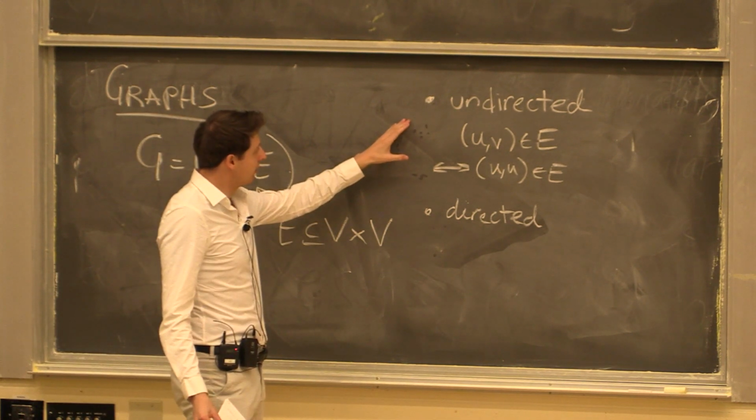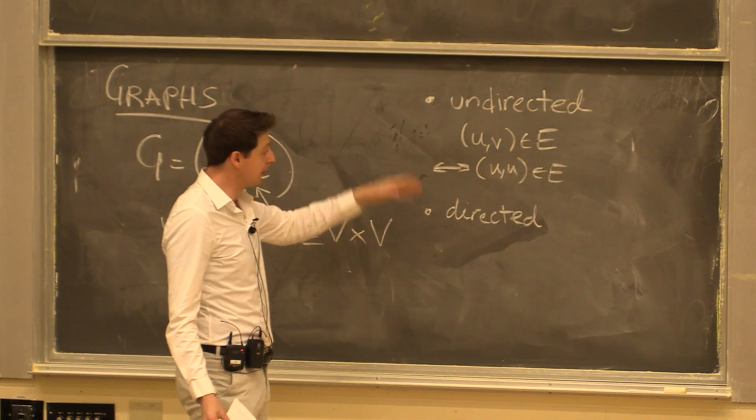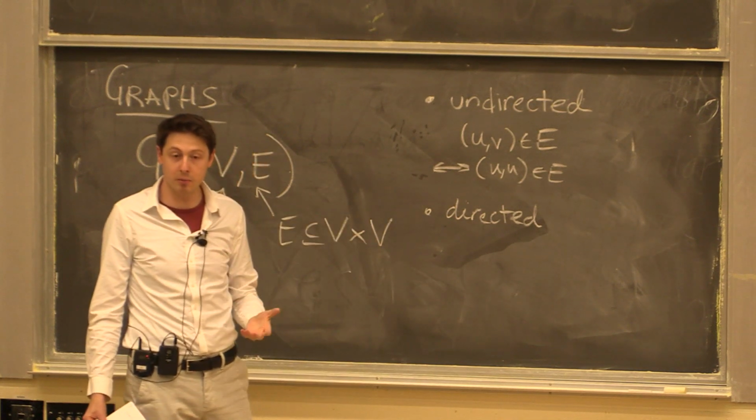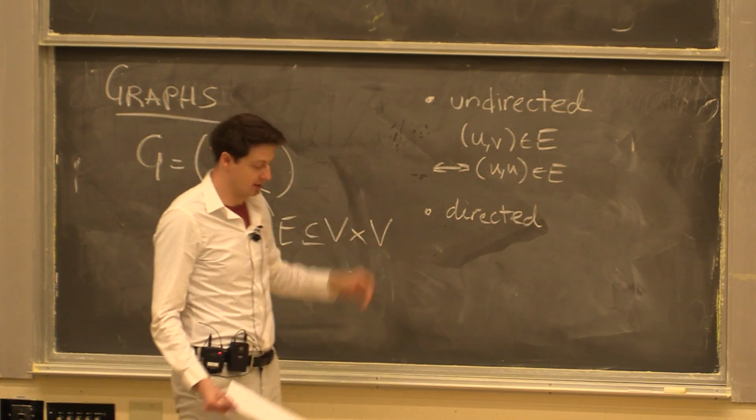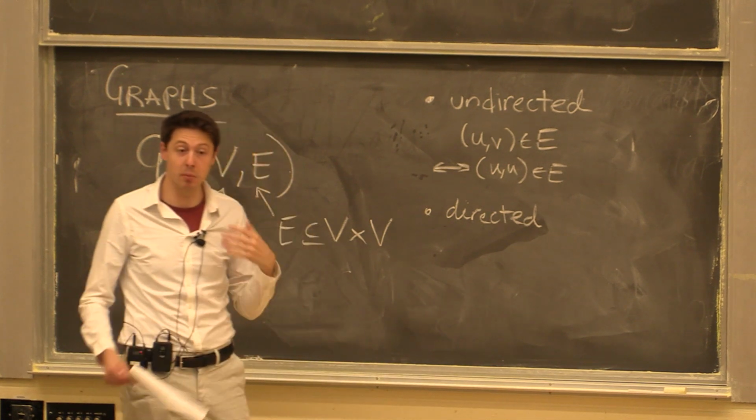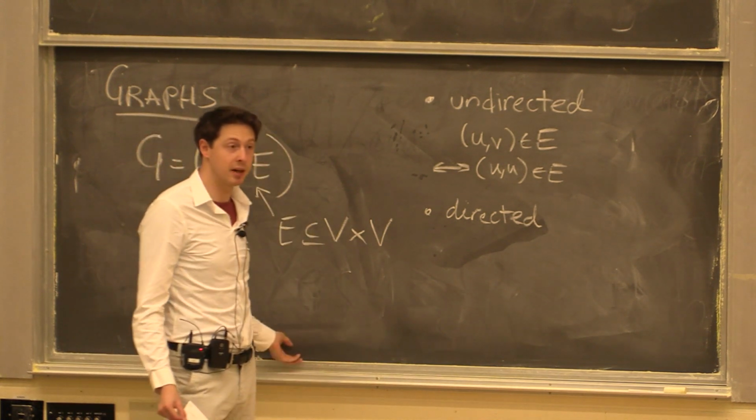And graphs behave rather differently in the two cases. So when you are thinking of problems or modeling, it's certainly one of the things that you want to think about right away. Are you modeling your problem as an undirected or as a directed graph?